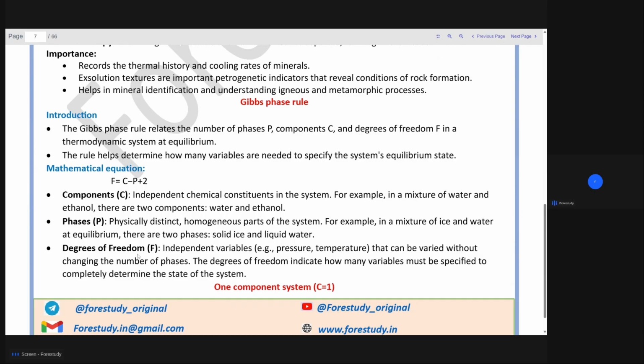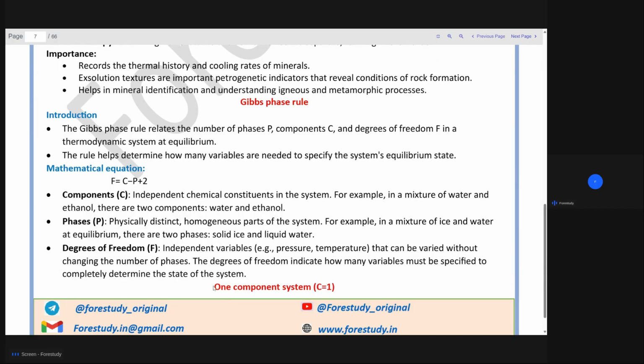Next is degree of freedom, F. These are independent variables, for example pressure and temperature, that can be varied without changing the number of phases. The degree of freedom indicates how many variables must be specified to completely determine the state of the system. I know this degree of freedom will be a little hazy to you, but as we progress, you will understand it in a clear way.